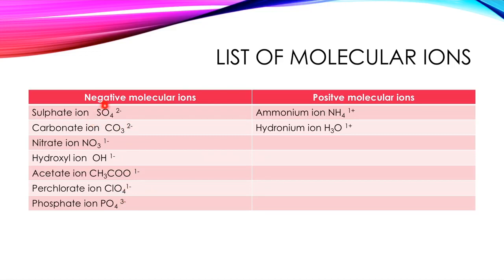We have the negative molecular ions, we have some positive molecular ions. So negative molecular ions, we have sulfate ion, which is SO4, and the charge on that is 2-. Carbonate ion, CO3, and the charge on that is 2-. Nitrate is NO3, charge is 1 minus. Hydroxyl is OH, 1 minus. Acetate CH3COO, 1 minus. This is called perchlorate ClO4. The charge on that is 1 minus. Phosphate ion, which is PO4, the charge on that is 3 minus.